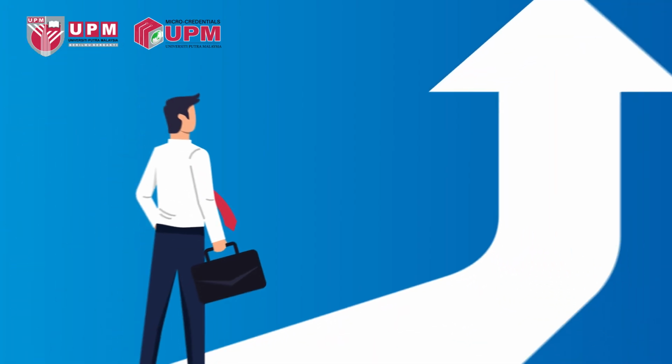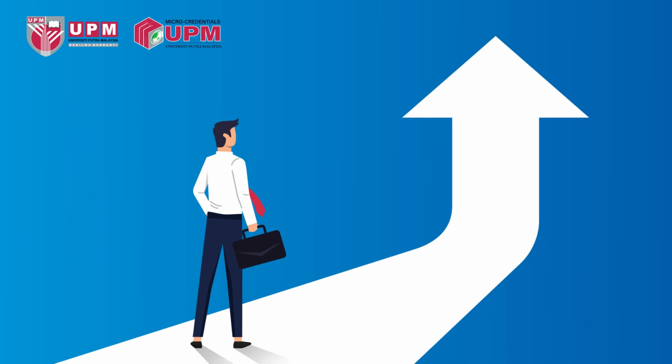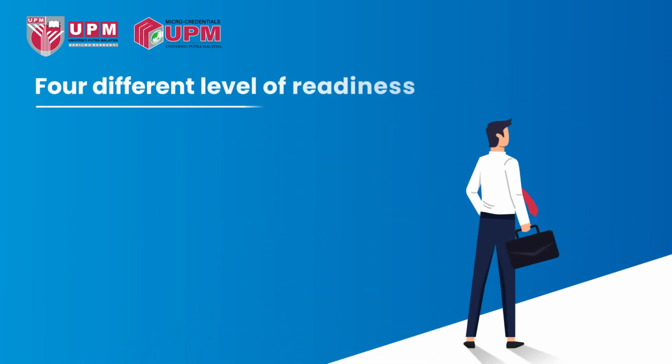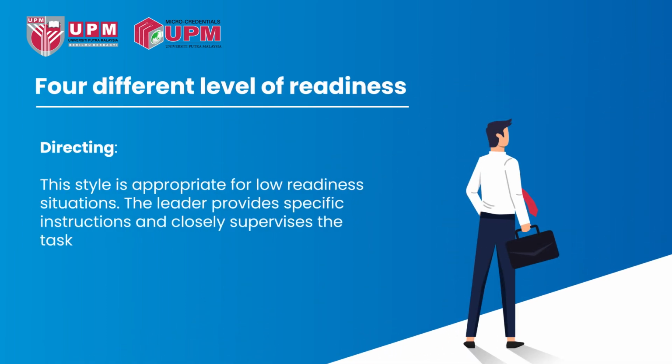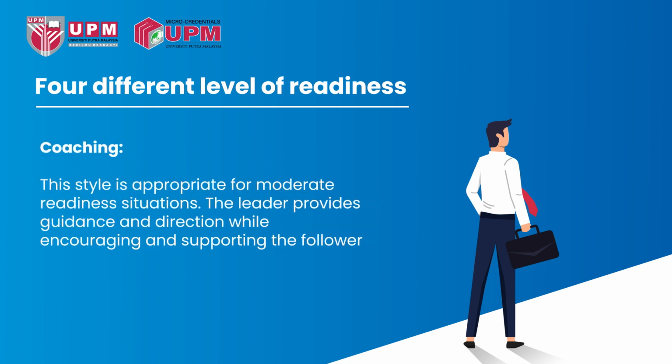Based on the level of readiness of their followers, a leader should use one of 4 different leadership styles. Directing. This style is appropriate for low readiness situations. The leader provides specific instructions and closely supervises the task. Coaching. This style is appropriate for moderate readiness situations. The leader provides guidance and direction while encouraging and supporting the follower.